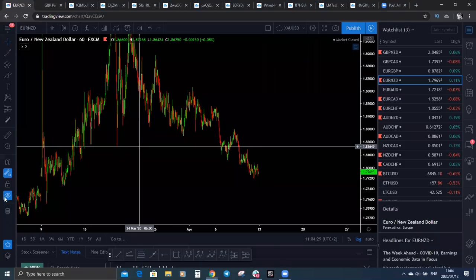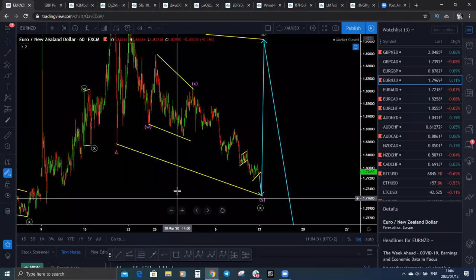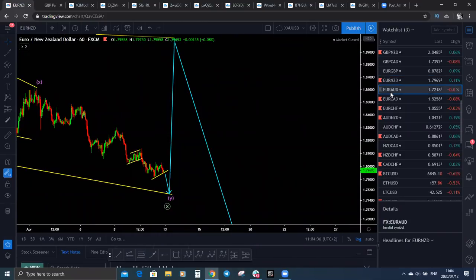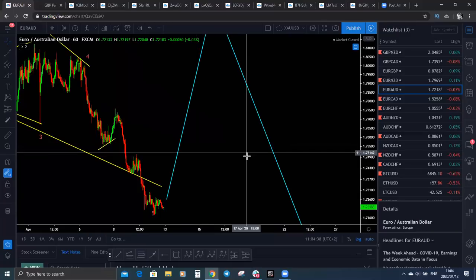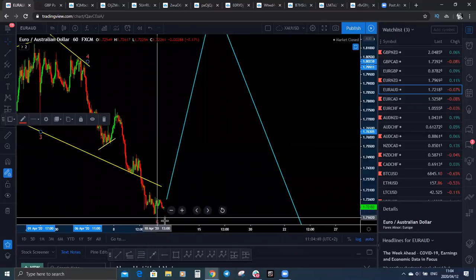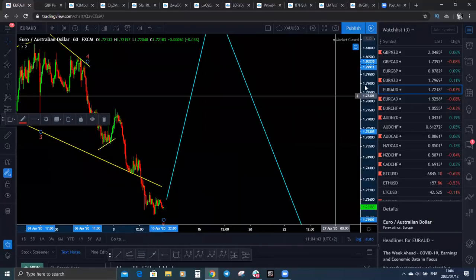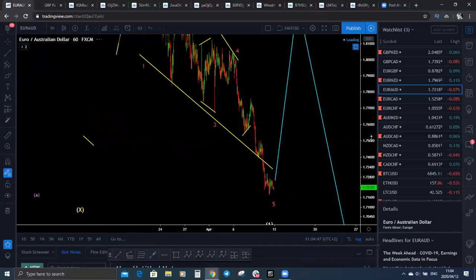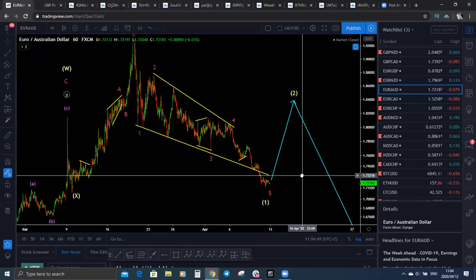Let's have a look here. The structure, as you can see, that's what we are focusing on. One more down and then upside. Euro Aussie should give us one more down as well and then upside.